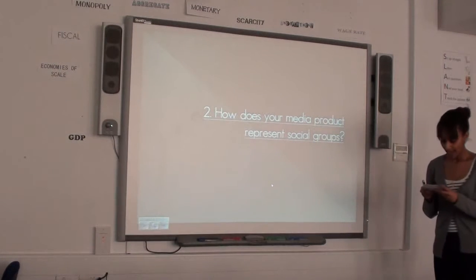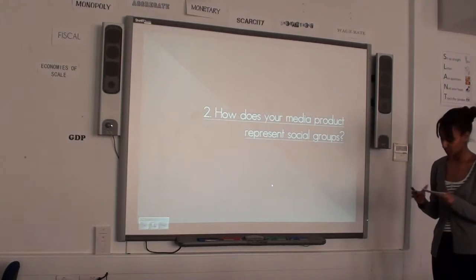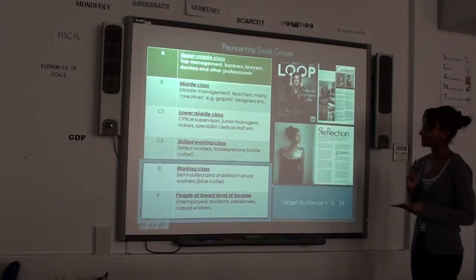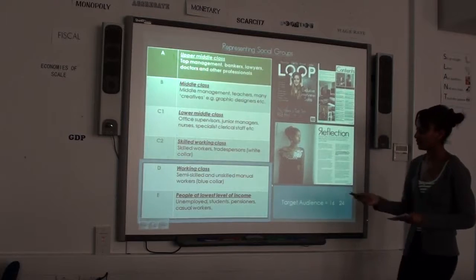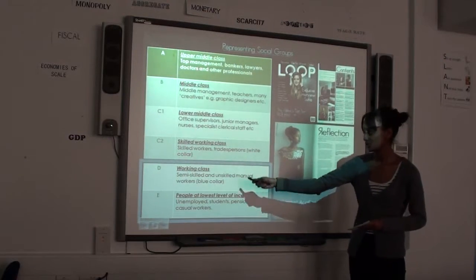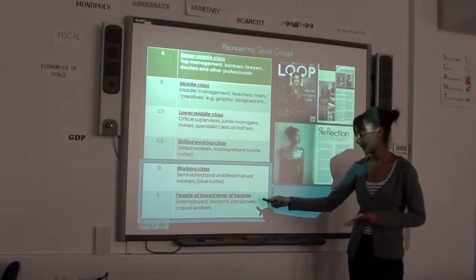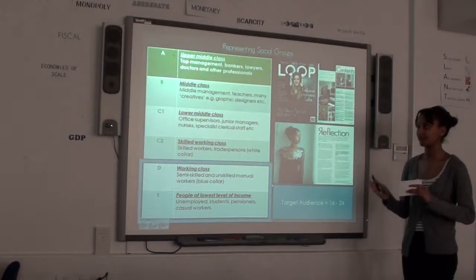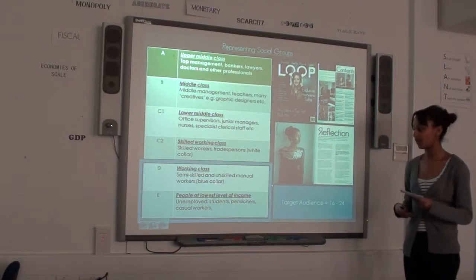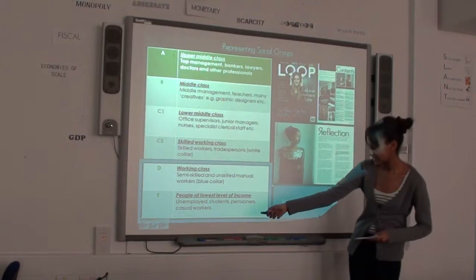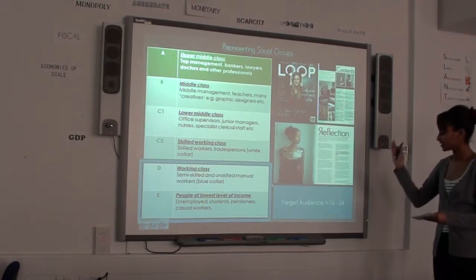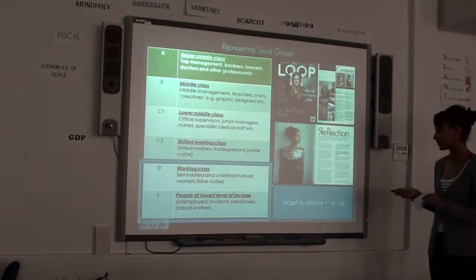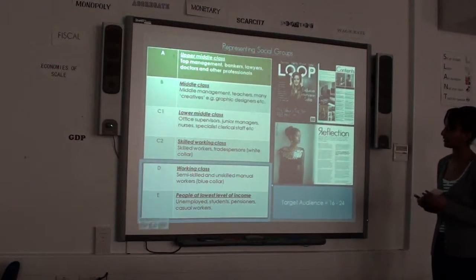So question 2, how does your media product represent particular social groups? This is the NRS social grade, and in particular I'd like to focus on groups D and E, which is working class, and people at the lowest level of income. And the reason why I did this was because I thought students are more inclined to buy magazines of the R&B and hip-hop genre, which clearly highlights here, it says students. And therefore I wanted to do that, especially because the target audience is people aged 16 to 24. So I thought that's the most conventional way of going about it.